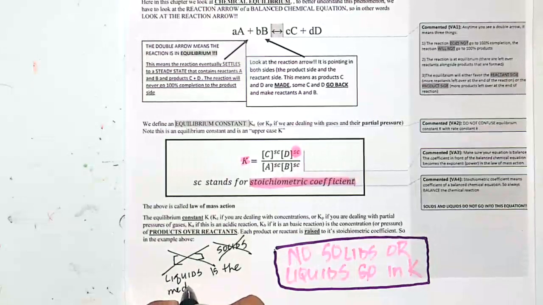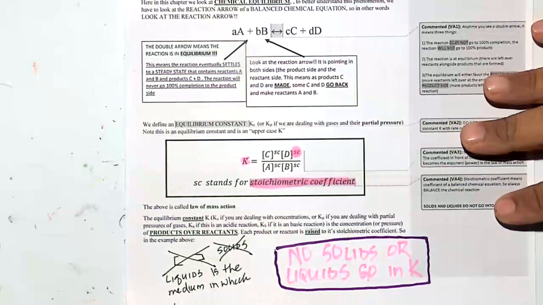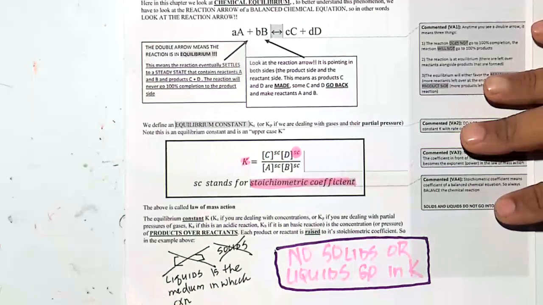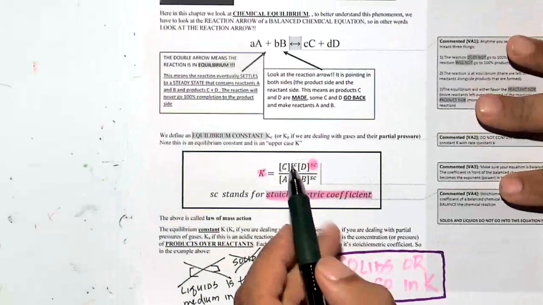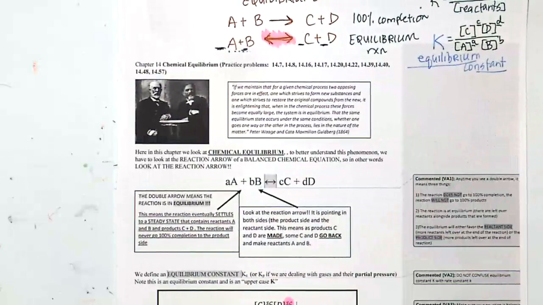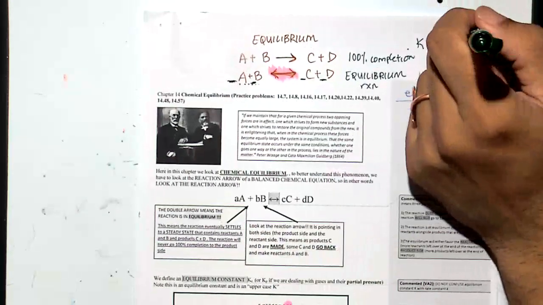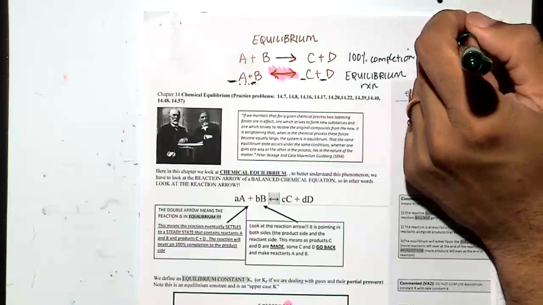Go ahead. Yes, sir. What was it for the equilibrium constant? It was what over reactants? Products over reactants. Okay, very important point to remember. And what goes not in here? Do not put solids and liquids. Do not go in here, right? Okay.